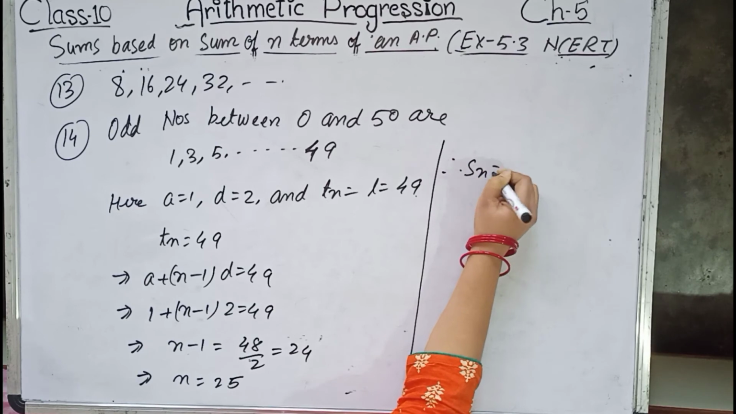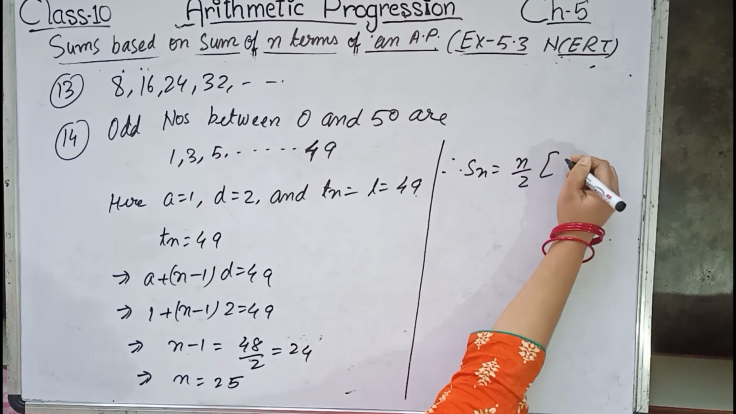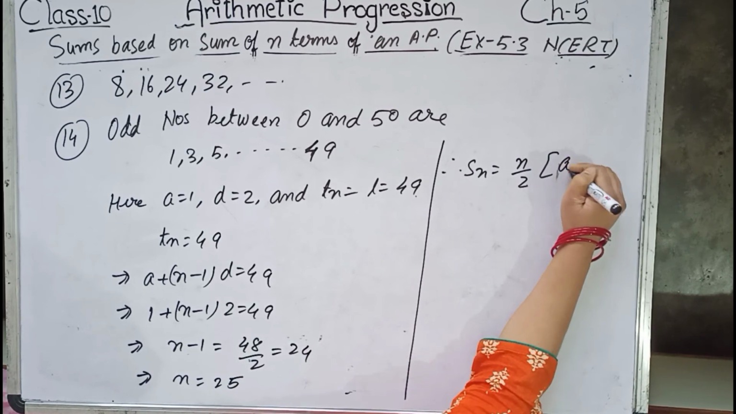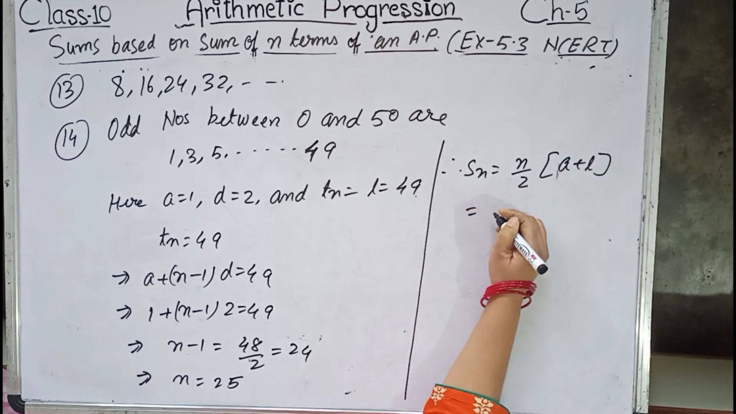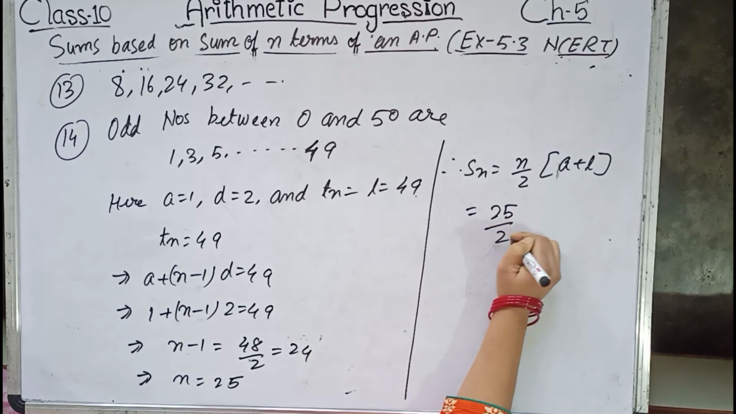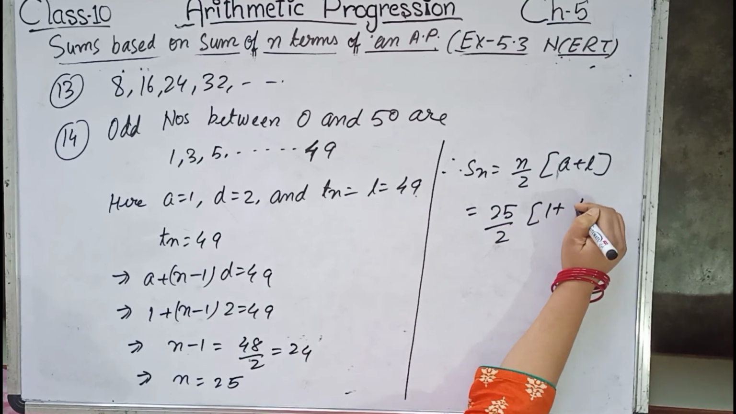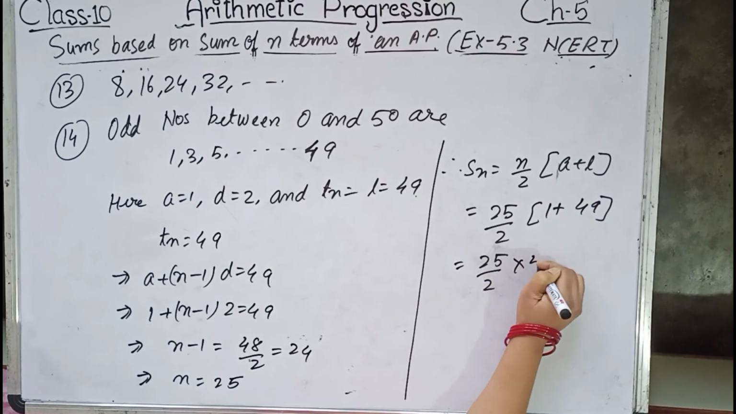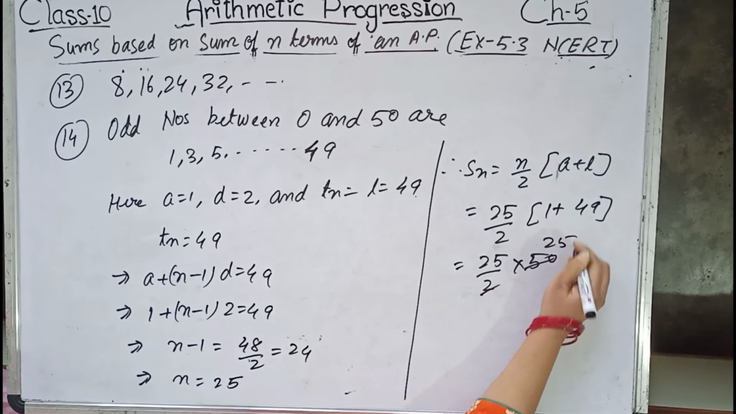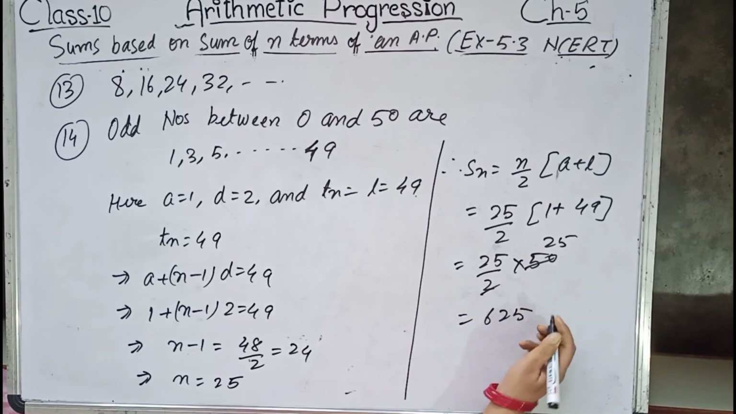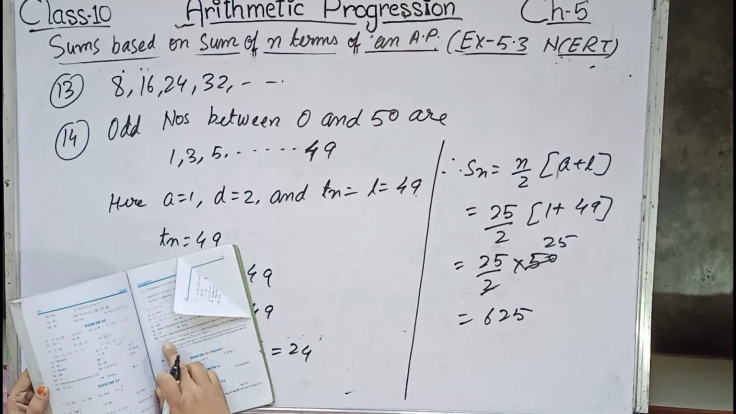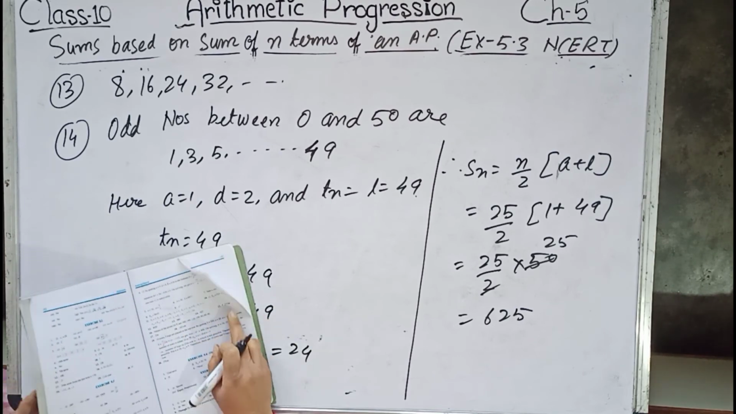Therefore Sn equals to n by 2, first term plus last term, because first term and last term we are knowing. So A plus L. Now n value is how much? 25. 25 by 2. First term is 1 and last term is 49. So this will be 25 by 2 into 50. So this will be 625. So the sum of the odd numbers between 0 and 50 is 625. Question number 14, 625.